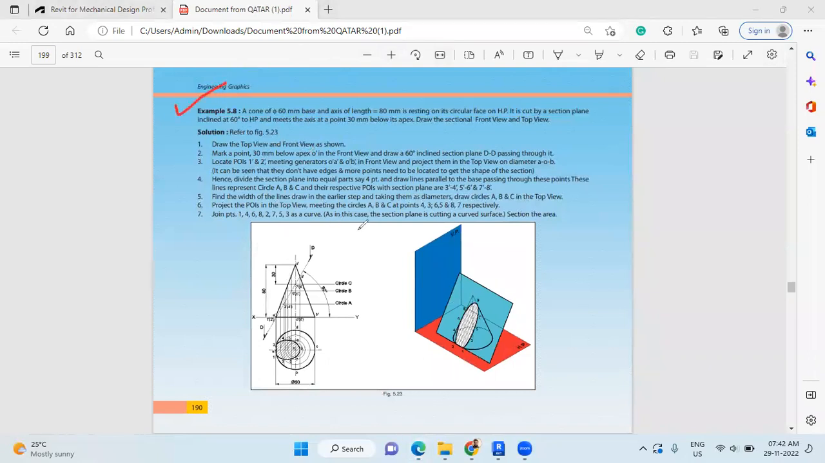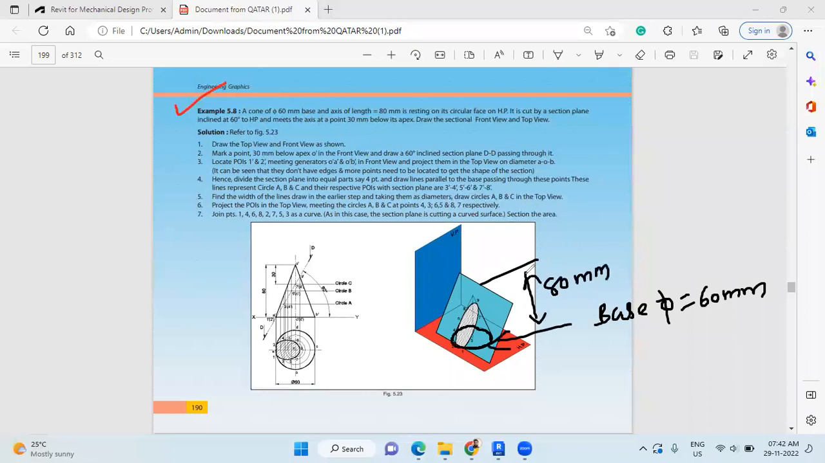So this is a cone of 60 mm diameter. The diameter means the base. So the base diameter is 60 mm and the height is 80 mm, resting on its circular face on HP. Circular face means the base. So base on HP.